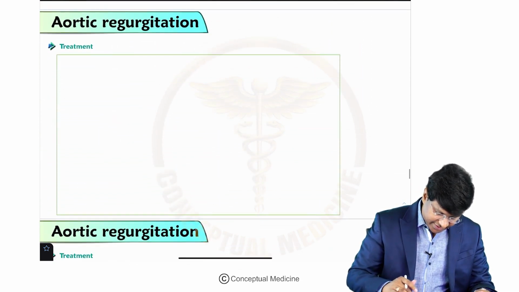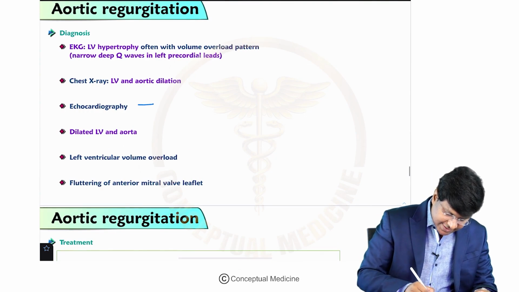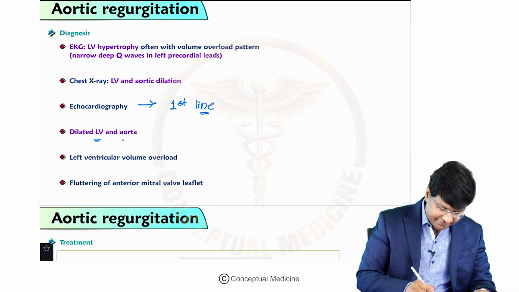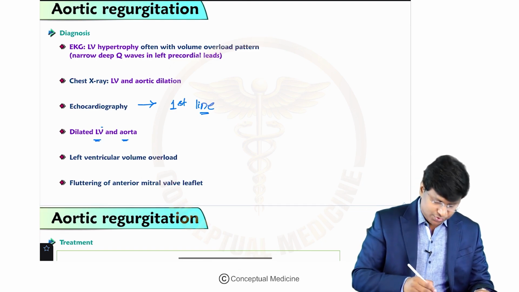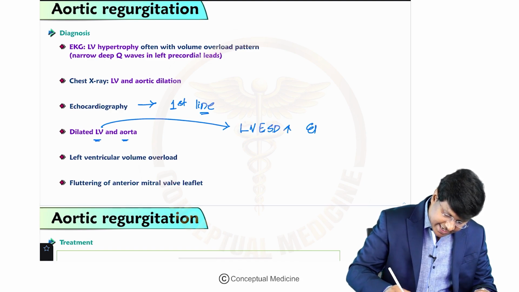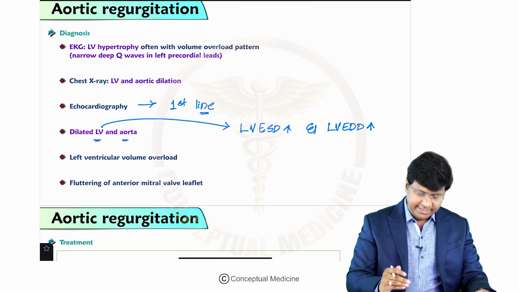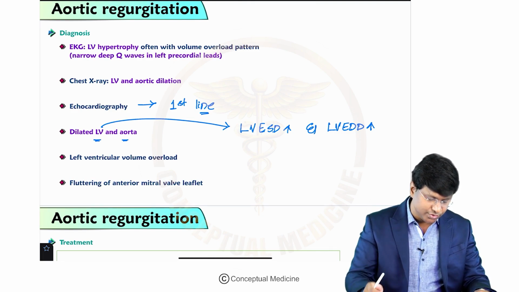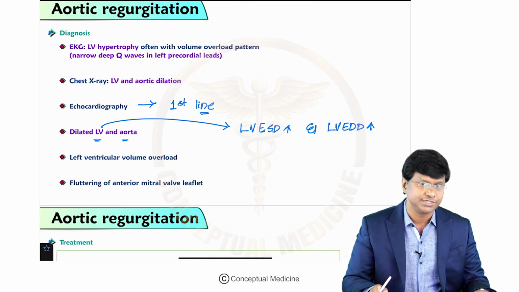Then the next important investigation is the echocardiography. See, what is that you will be able to make out? First of all, I said this will be the first line investigation. There will be a dilated left ventricle as well as aorta. Even the left ventricular end-systolic diameter is increased, and the left ventricular end-diastolic diameter is also increased. Both of them are increased in these patients with the aortic regurgitation.